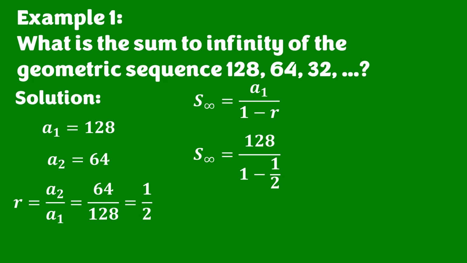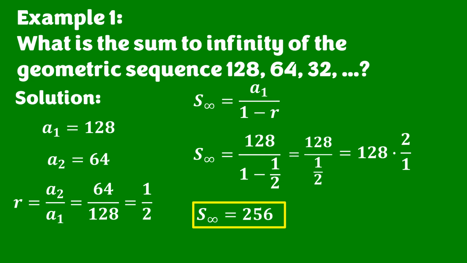And then simplify the denominator. 1 minus 1/2 is equal to 1/2. And then simplify 128 over 1/2. So we have 128, and then the reciprocal of 1/2 is 2 over 1. And then we're going to proceed to multiplication. So 128 times 2 is equal to 256. So the sum to infinity of the given geometric sequence 128, 64, 32, and so on is 256.